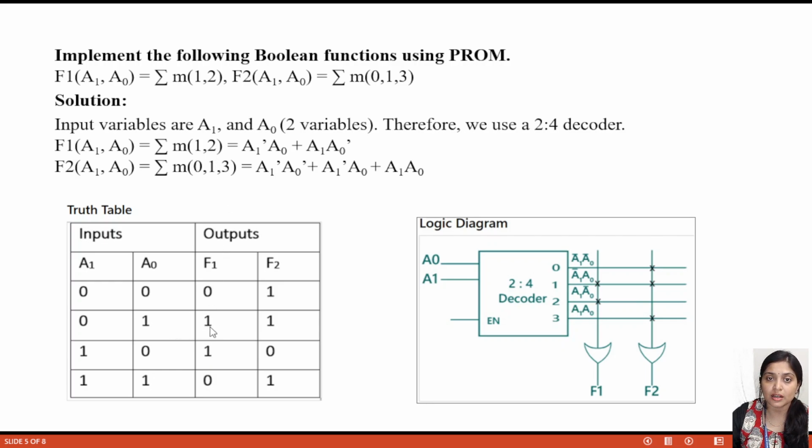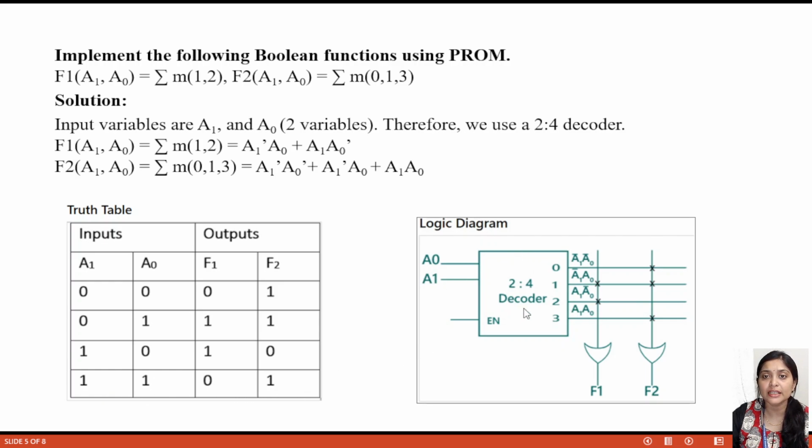This 1 is represented as A1 bar A0, plus A1 A0 bar. So F1 is A1 bar A0 plus A1 A0 bar. Now F2 has 1 at positions 0, 1 and 3. So position 0 is A1 bar A0 bar, then position 1 is A1 bar A0, and position 3 is A1 A0.